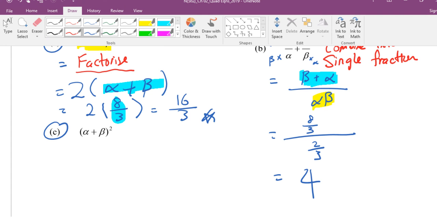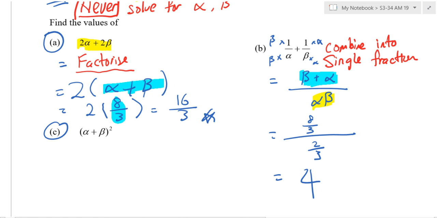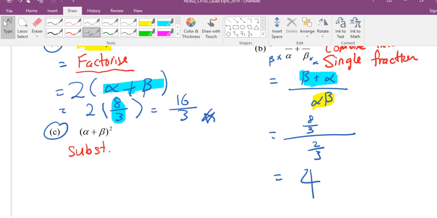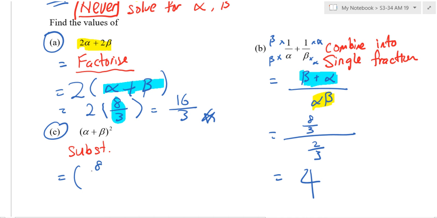No need lah. Can sub in what? Hey, please, don't expand. I just substitute in. Can follow or not? So what happened when I substitute in? 64/9. Can follow? Later copy back. Quickly go and come back. Right, let's go on to the next one. Can? Everything okay? Good. Let's go to the next one.